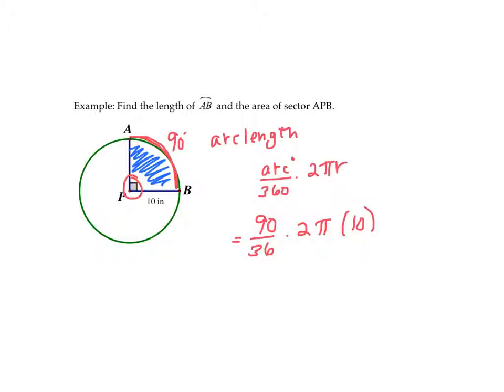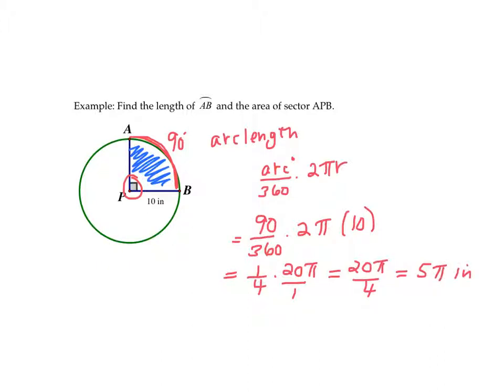Okay, simplify your fraction. 90 over 360 simplifies to 1/4. 2 times pi times 10. Well, multiply the 2 and the 10 and we get 20 pi. Put it over 1, that'll help you simplify it. If we take 1/4 of 20 pi, that's the same thing as saying 20 pi divided by 4. So our arc length will be 5 pi inches.